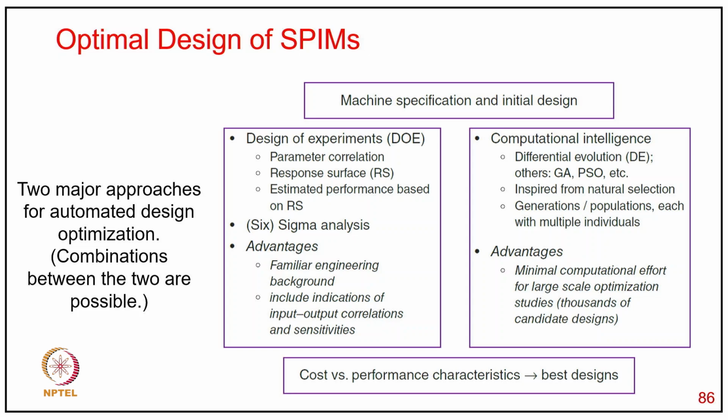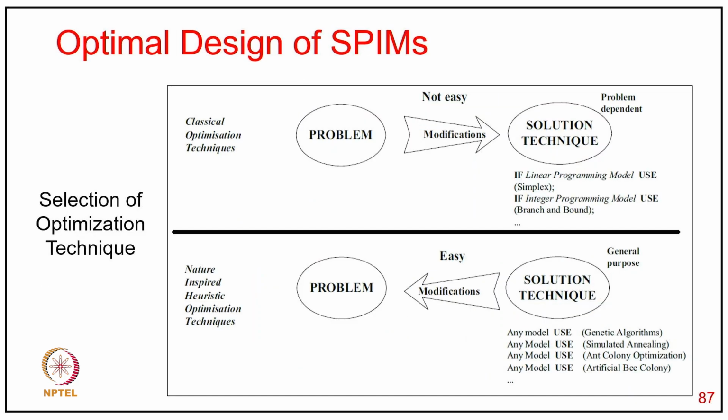Then there is typically computational intelligence, such as differential evolution and others like GA, PSO, etc., inspired from natural selection and generation of a population of individuals with multiple examples. The advantage is the minimal computational effort for large scale optimization studies with thousands of candidate designs, and of course this gives the cost versus performance characteristic for the best design.